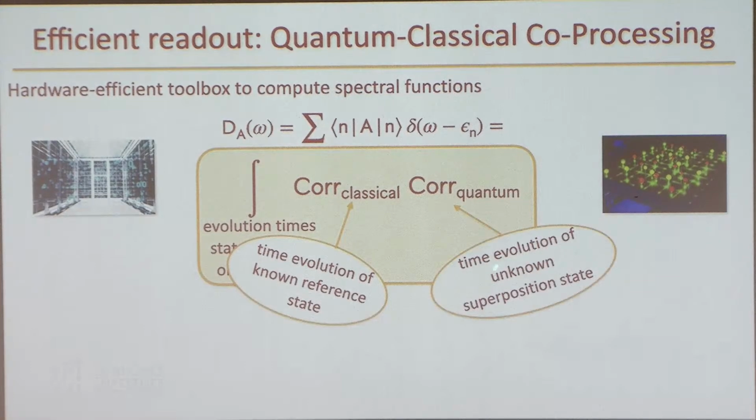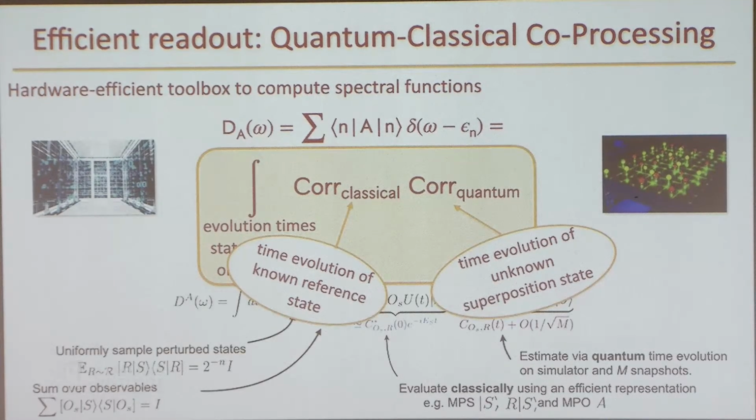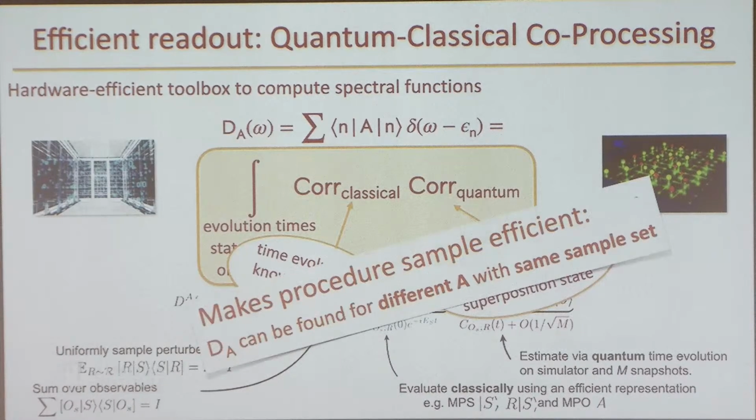The second one is the time evolution of an unknown superposition state. And for that, we need the quantum computer. And for that, we run exactly this kind of time evolution that I showed you before, with this rearranging, etc. And what we get is shown here in more detail. I'm not going into that. The nice thing is that if we have one set of samples, we can find this d_A, this operator-resolved density of states, for any kind of operator A that we want. And I'll show you an example why this is useful.